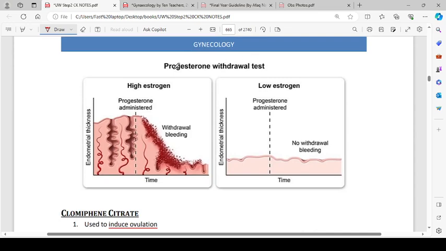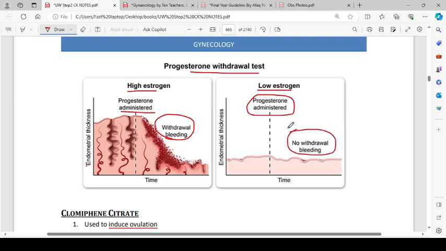Okay, then we have this progesterone withdrawal test. So high estrogen, endometrial thickness, progesterone administered, there will be withdrawal bleeding. Okay, in low estrogen, even after administration of progesterone, no withdrawal bleeding will occur.